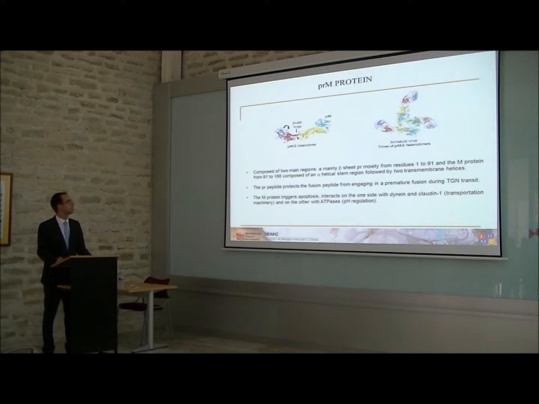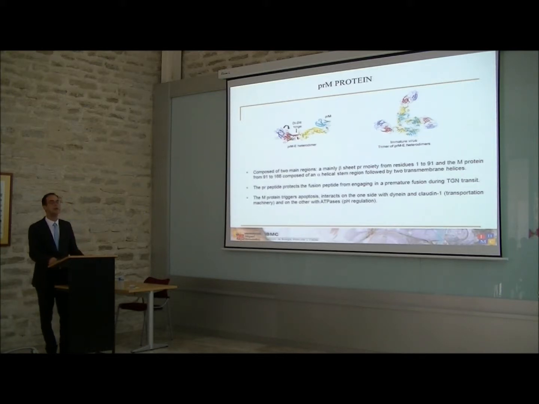For the PRM protein, it is composed of 2 main regions, a mainly alpha helical stem region at its N-terminal region, and a C-terminal region composed of an alpha helical stem region, followed by 2 transmembrane helices. Now, it has been long known that one of the functions of this protein is to prevent an early fusion process by burying the fusion loop containing the protein inside itself. This is a dimer of these 2 proteins that's found at the surface of the virion. Recently, it has been found that the M protein triggers apoptosis. It interacts with proteins from the transportation machinery, and it also interacts with ATPases.